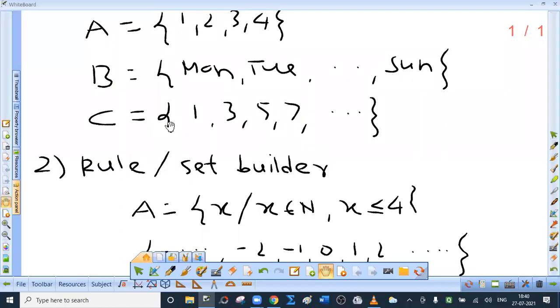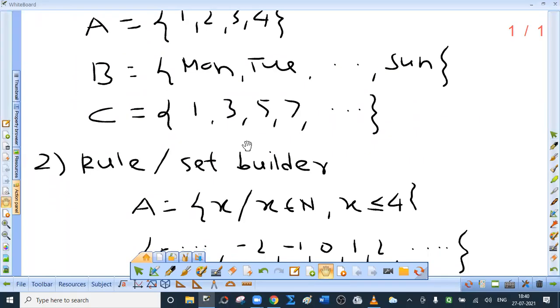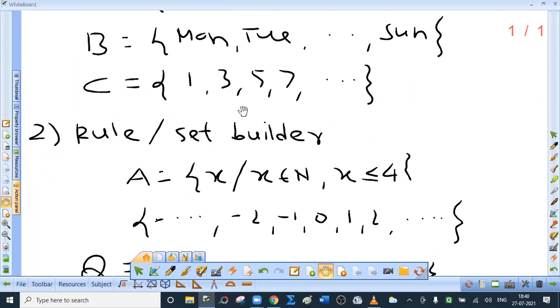Yes, set of all x such that x belongs to N and x is an odd number. See, -1 is also an odd number, right? So don't say only odd number. Say it is a natural number, but it is an odd one. How will you describe set B? B is the set of all x such that x is a day in a week.